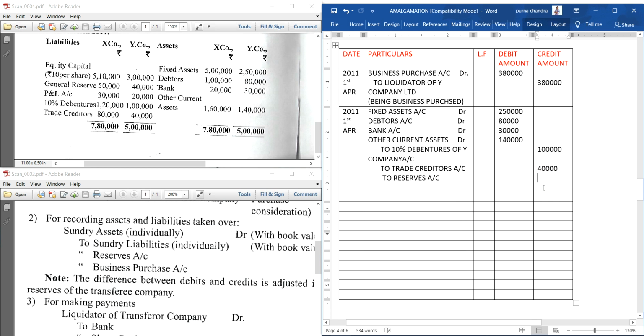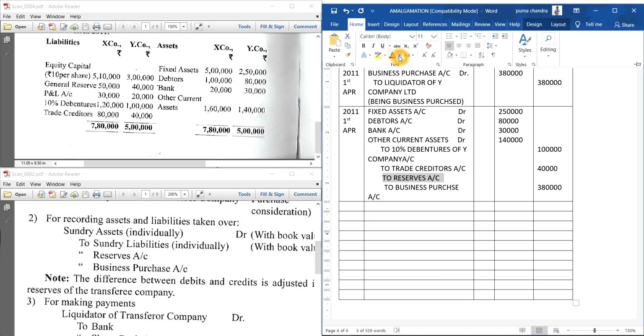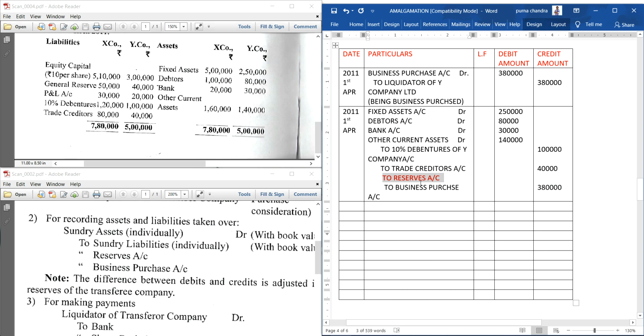Okay, students, see the difference. Next, first write down to reserve account. Next, write down to business purchase account. What is the amount of business purchase here? For how much have we purchased? 3,80,000. See, on one hand we have assets, on the other hand we have liabilities: debentures, trade creditors and business purchase.